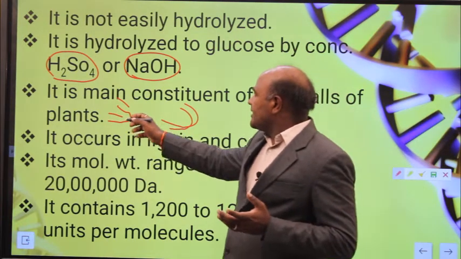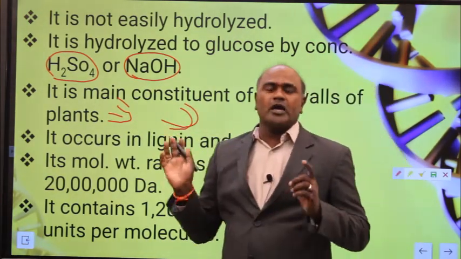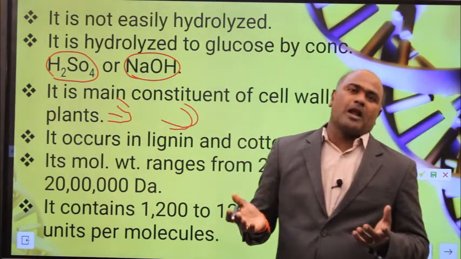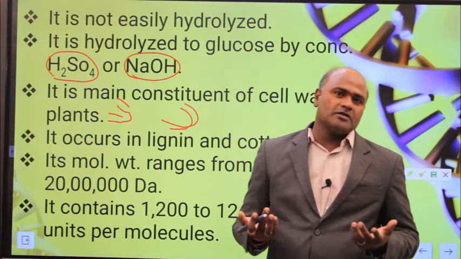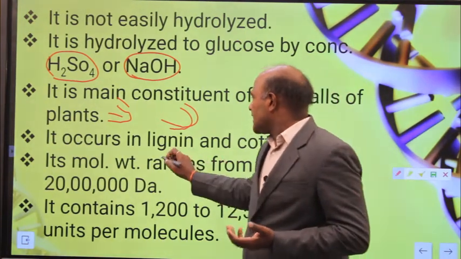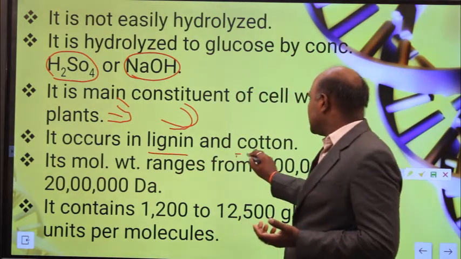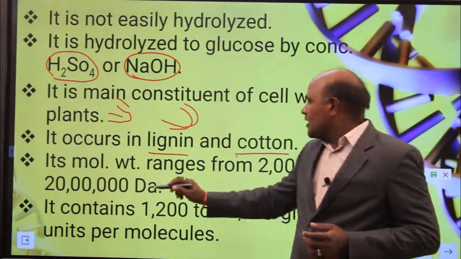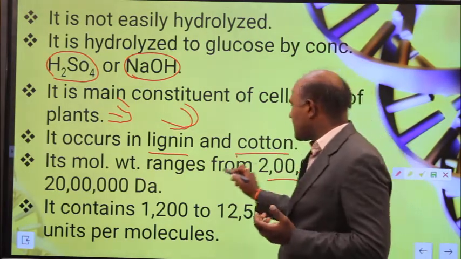It is the main constituent of the cell walls of plants. You can extract it from the cell walls of the plant. It occurs in lignin and cotton. Its molecular weight is very big, as you can see mentioned here.